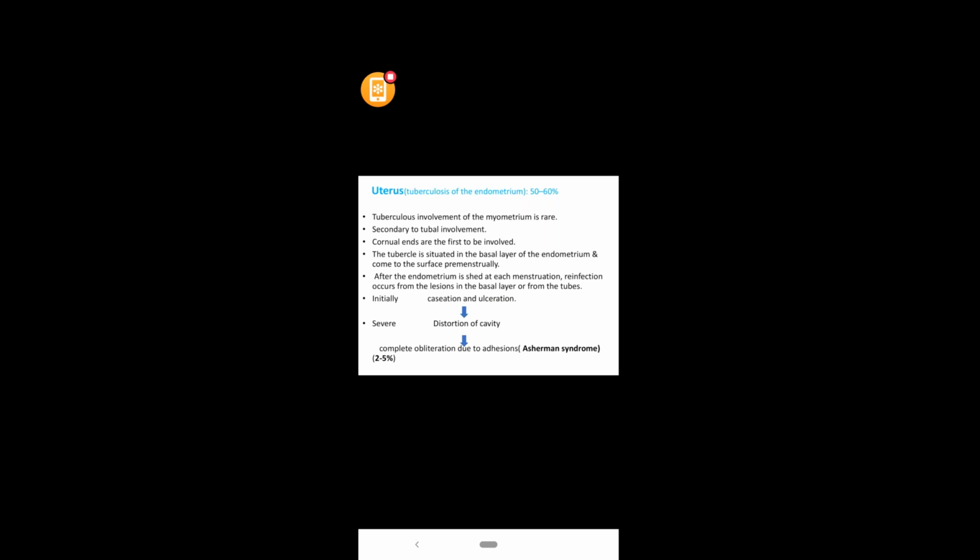As the endometrium is shed, the tissue grows from the basal layer and the endometrium regrows. Along with this, the tubercle bacilli also come to the surface. After the endometrium is shed at each menstruation, reinfection occurs from the lesion in the basal layer or from the tubes. Initially, there will be caseation and ulceration, and in a severe form, there will be distortion of the entire uterine cavity and complete obliteration, like Asherman syndrome, in 2 to 5% of those who get infected.